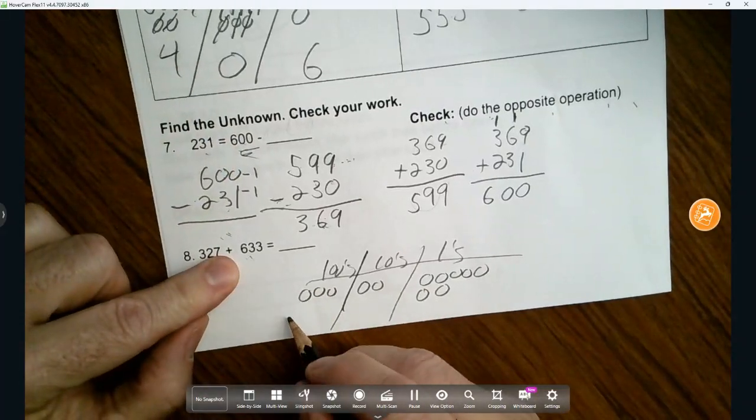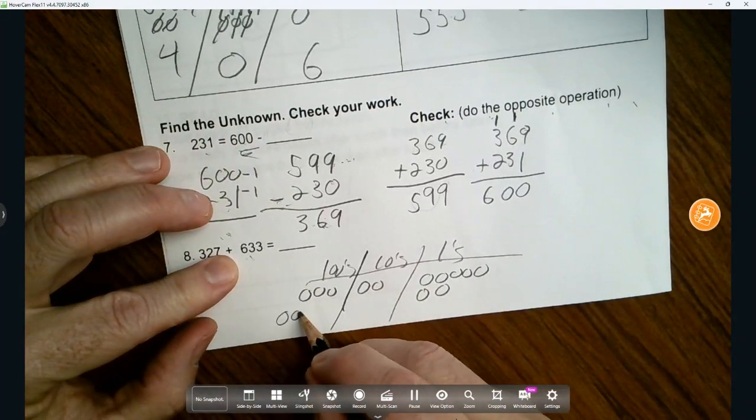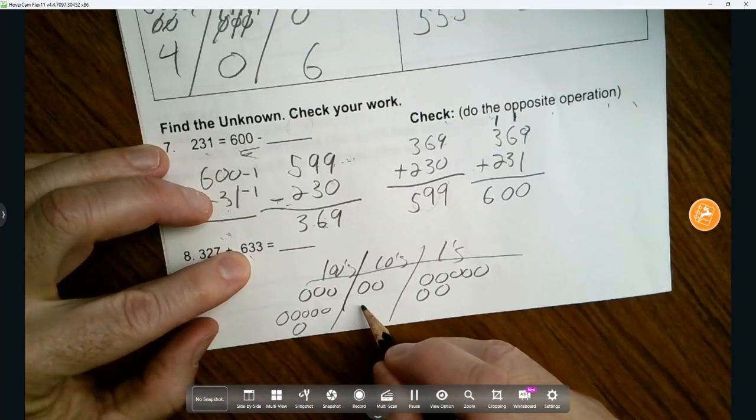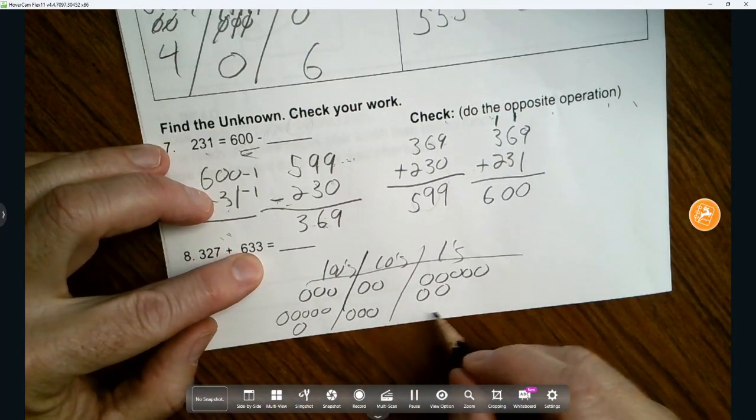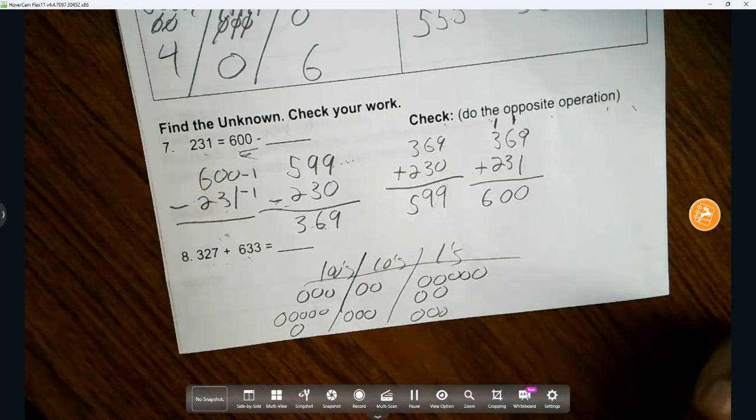Plus 6 hundreds. 1, 2, 3, 4, 5, 6. 3 tens. 1, 2, 3. And 3 ones. 1, 2, 3. Now we just got to count them all.